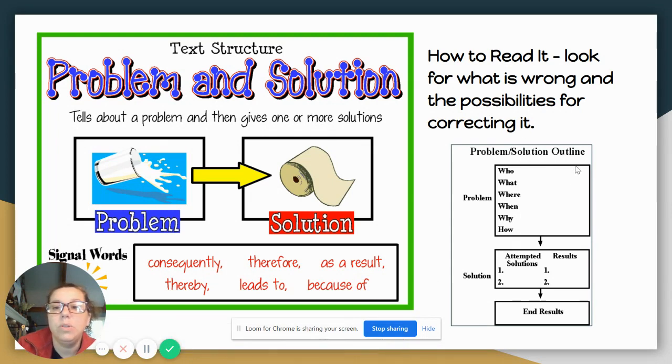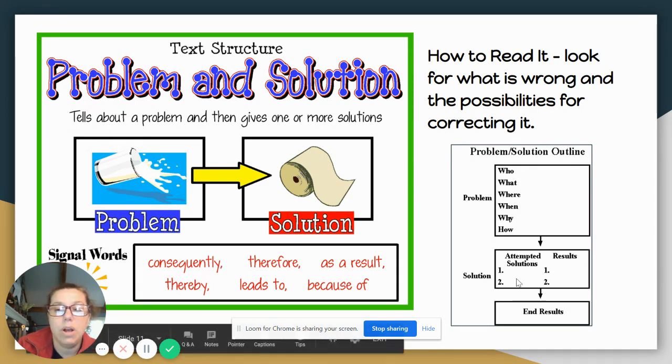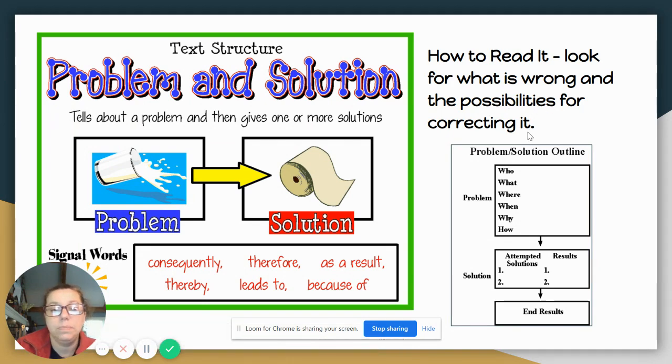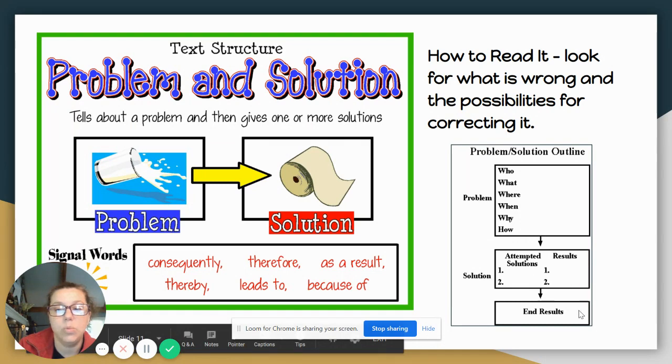Here's a problem and solution outline. The problem might tell about who, what, where, when, why, how. Maybe some problems, some attempted solutions to the problem, and what the results are, and then the end result. When you read this, you want to look for what is wrong and the possibilities for correcting it. I think we went over my bad bangs haircutting story. So some of my attempts to fix my problem and what my results were, and then my end result being a special type of bandana headband.